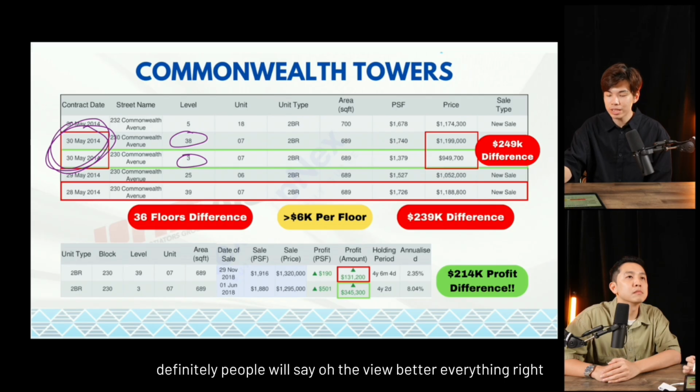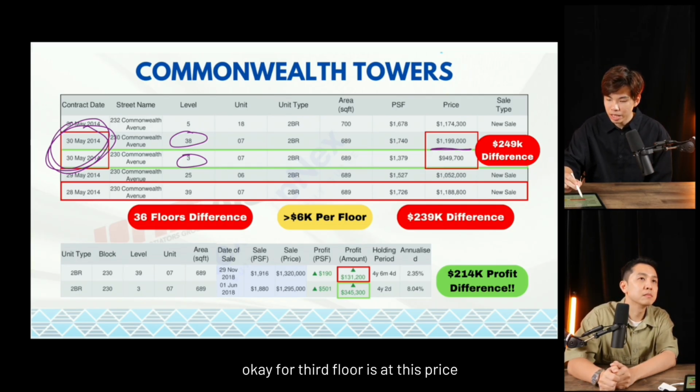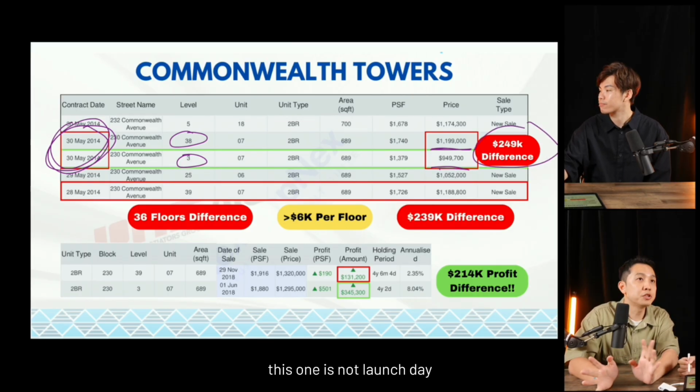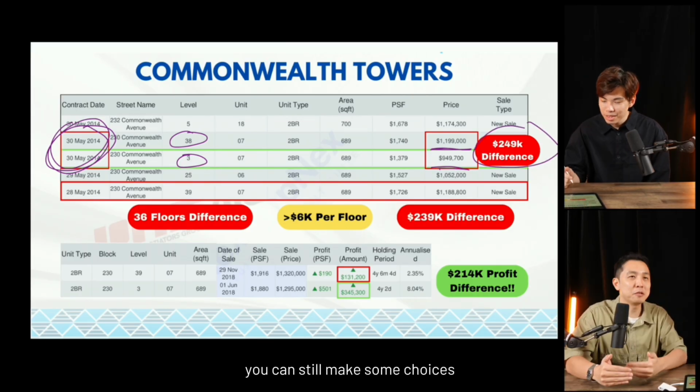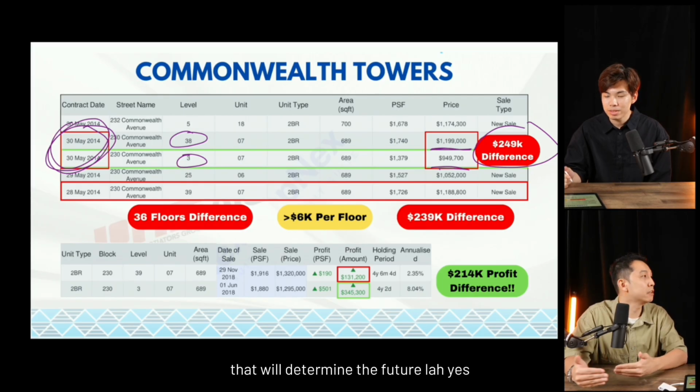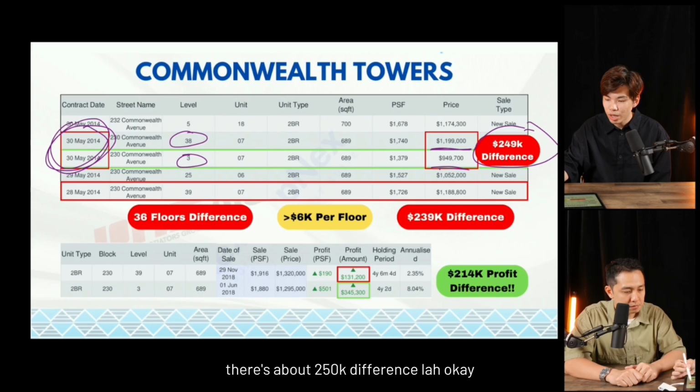Of course, for the 38th floor, people will say, oh, the view is better, everything. So you go at this price. But the 3rd floor is at this price. This one is not launch day, you can see it's 28 May. So even with no launch day, with all the information, you can still make some choices that will determine the future. Yes, it will still affect. So to buy a higher floor, there's about 250k difference.